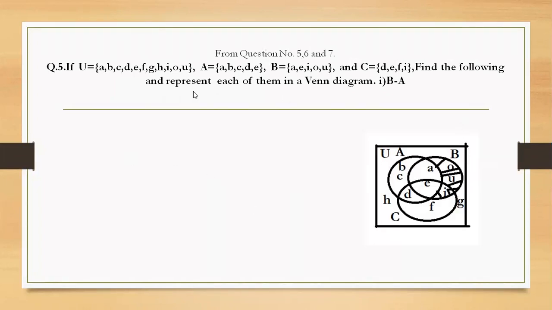Okay, see here, in question number 5, there is given a universal set A, B, C, D, E, F, G, H, I, O, U. Set A is A, B, C, D, E, and set B is A, E, I, O, U, and set C is D, E, F, I. When we show it in a Venn diagram, first of all draw the Venn diagram of three sets A, B, and C. We have to start writing the elements from here, this part.